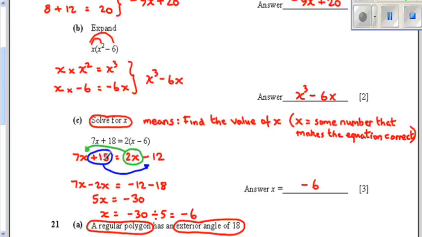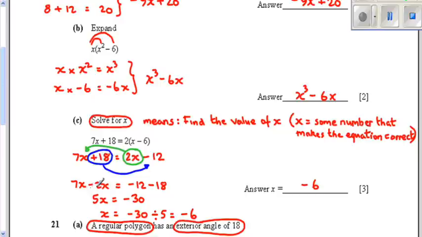So now we've got 7x plus 18 equals 2x minus 12. So we've got x's over here, we've got x's over here, so we're going to move that 2x over to the other side to be with the 7x. So that means we've got 7x minus 2x. So the plus 2x becomes minus 2x when it goes to the other side. And the plus 18, we're going to move it over to the other side here to be next to the minus 12. So when that plus 18 moves across to the other side, it becomes minus 18. So on the right hand side of the equals, we've got minus 12 minus 18.